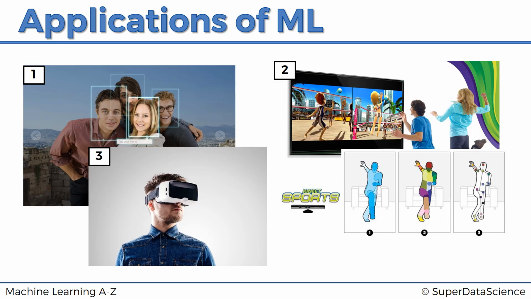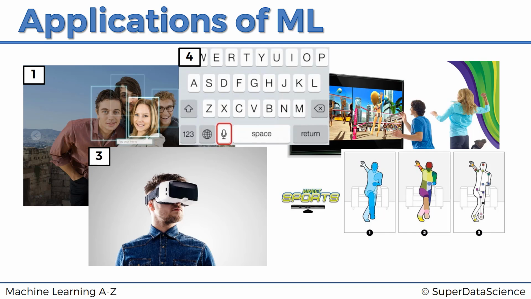Then there's the virtual reality headsets, where you turn your head and the picture moves, and how does the headset know what to portray? Well, that's a machine learning algorithm monitoring your actions and connecting them to the game or whatever you're looking at. Then on your phone, if you have an iPhone, you'll see this little button where you can do speech to text or voice recognition, and when you click that button, it recognizes what you're saying. Well, that's a machine learning algorithm in action again.